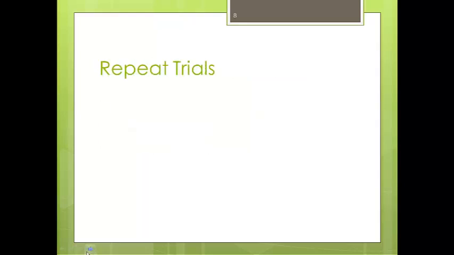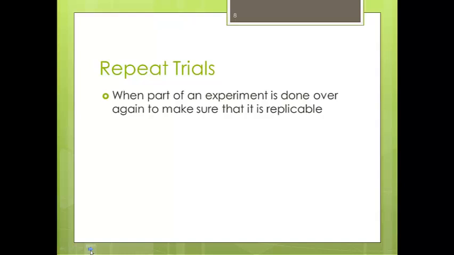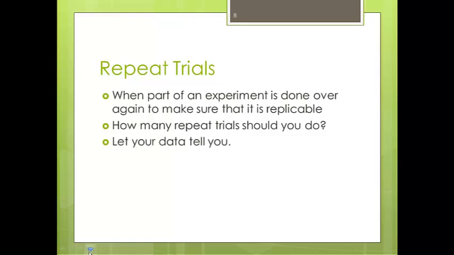We also need repeat trials in an experiment. Repeat trials are anything where a group of things is done over so you know if your data is repeatable. Now, the question always comes up, how many repeat trials should I do? Well, the real answer to that question is to look at your data. Your data tells you how many repeat trials you need to do. You should always start with about 3, and if the numbers are all over the map, you need to do more. If they're all very similar, then you've done enough repeat trials.